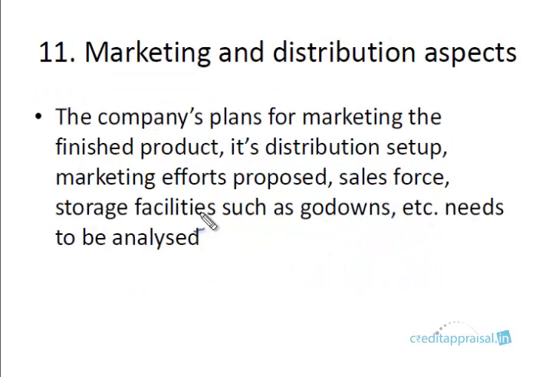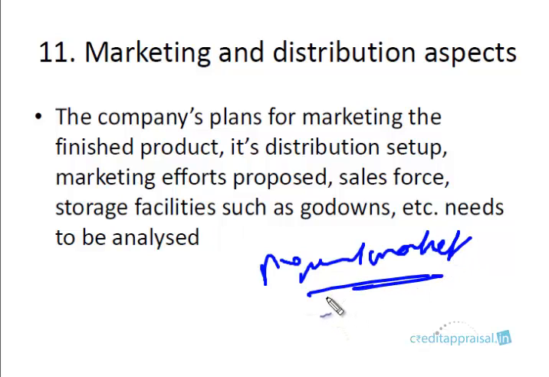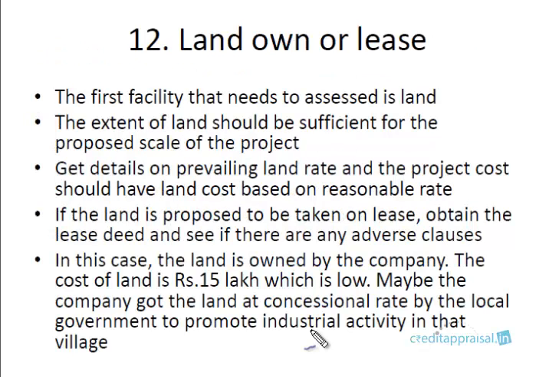Then you have to discuss the marketing and distribution aspects, because ultimately the product has to be sold to generate revenue. Under this aspect, you will be discussing the market, what is the proposed market where the company is targeting sale of these products. In this example it is the southern market. You also talk about the distribution setup. What is the sales force? What are the storage facilities such as godowns? All this needs to be analyzed. And for a godown, whether it's an own construction or taken on lease. If it's on lease, again you have to look into the lease agreement, the tenure of the lease, and all things like that.